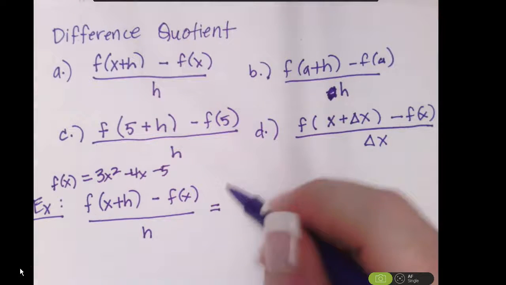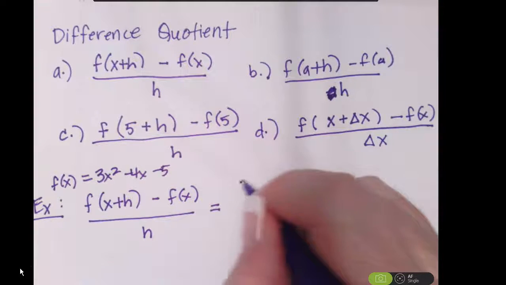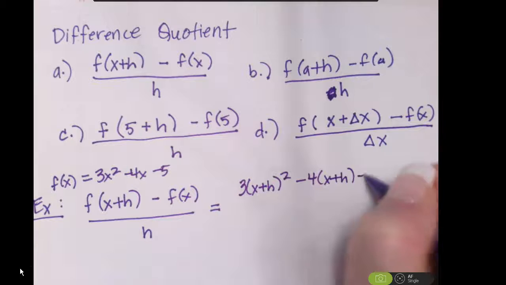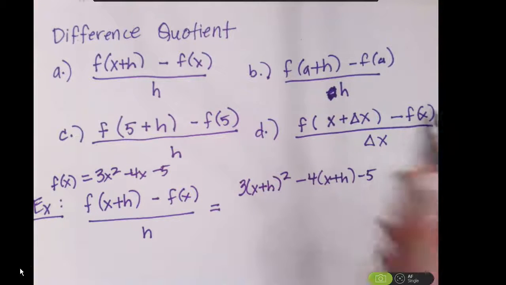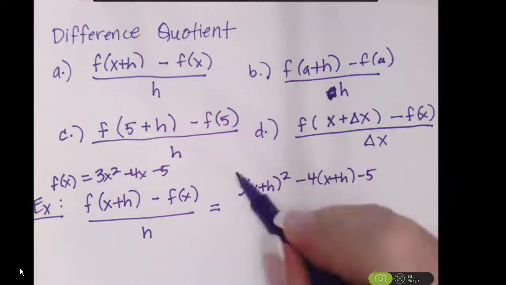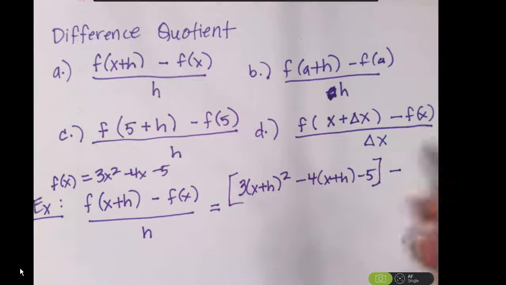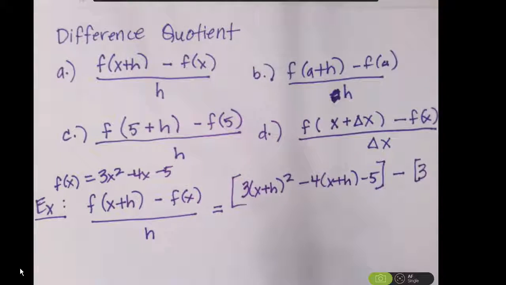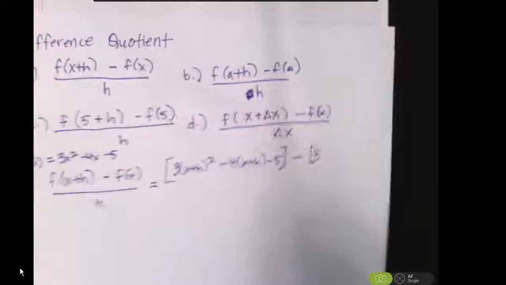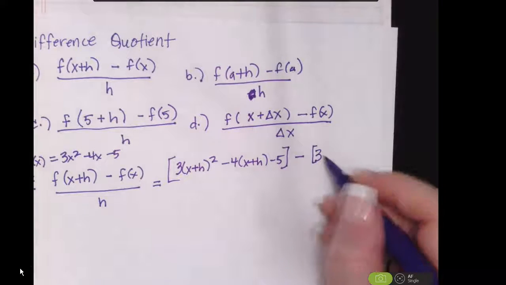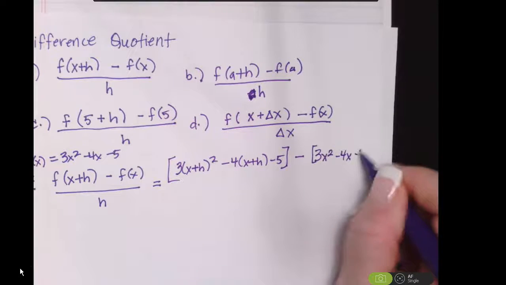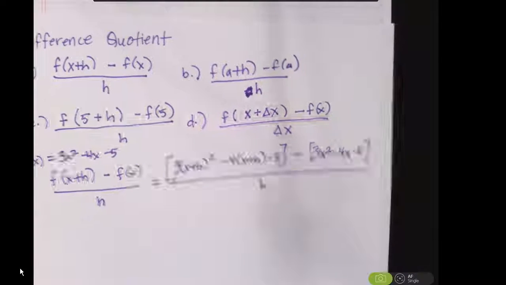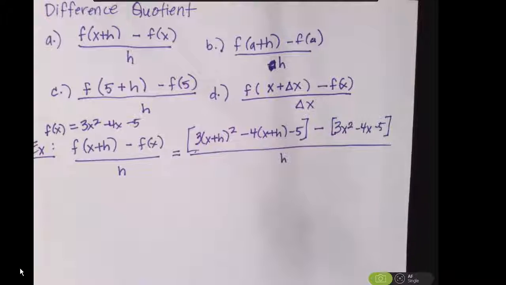So first thing I'm going to do is substitute in an x plus h. 3 times x plus h squared minus 4 times x plus h minus 5. Then, so that's the f of x plus h. Then I'm going to subtract out f of x, which is just the original. Let me see if I can zoom out here. 3x squared minus 4x minus 5. All of that divided by h. So we've got just a really big algebra problem here.